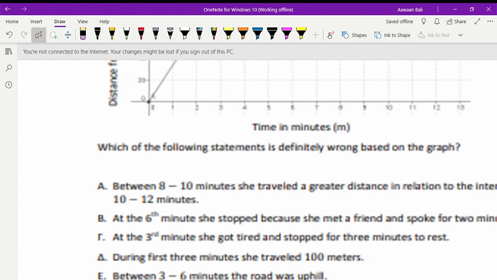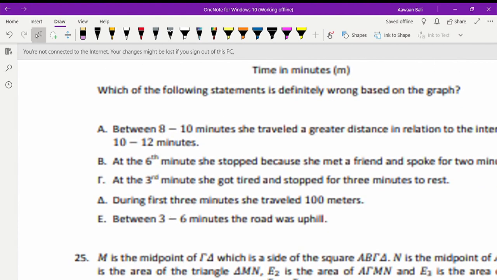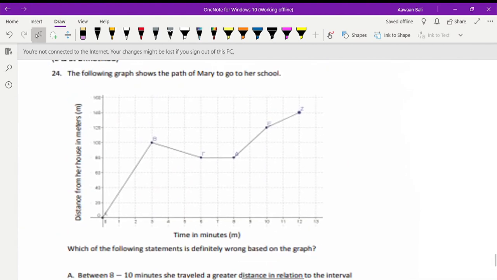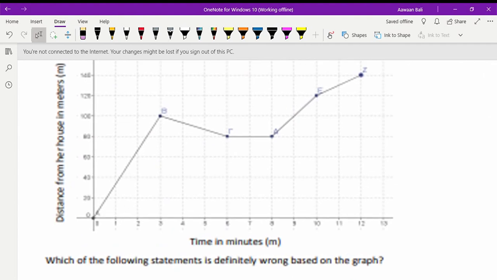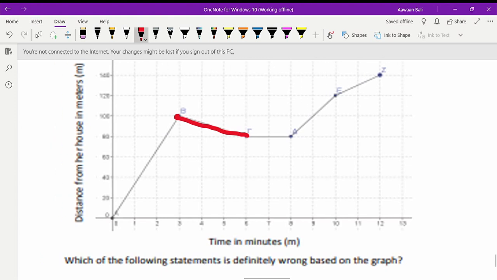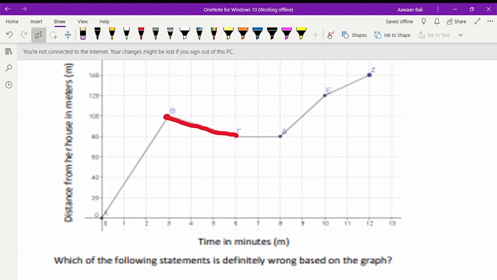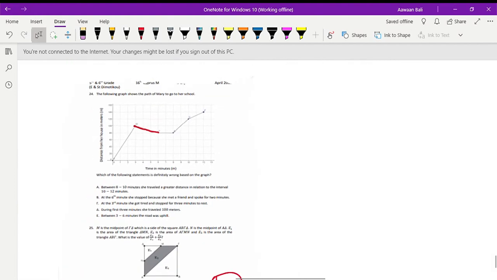And it says at the 3rd minute she got tired and stopped for 3 minutes to rest. No, look at Eta. It said she was going uphill. But whether it's going up or down, it doesn't mean that she's not moving. It's just talking about the speed. If it's going down, her speed is slower. If it's going up, her speed is faster. But she's still moving, so therefore gamma is wrong.